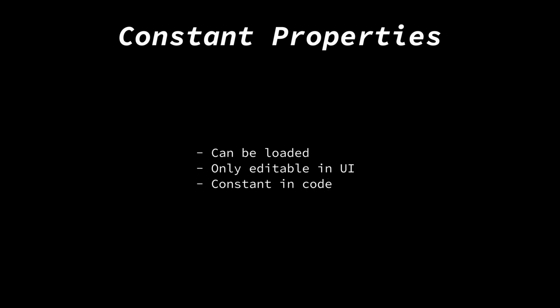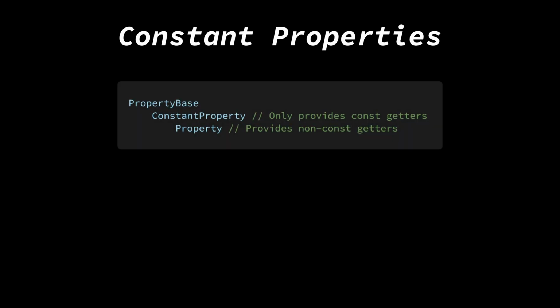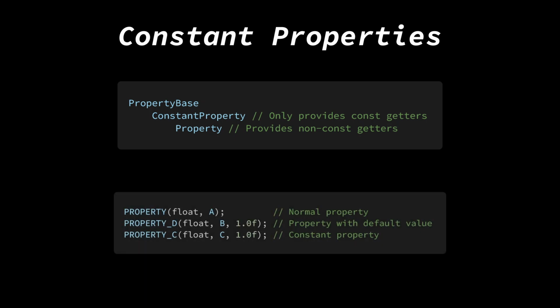Constant properties. There are some properties that should only be editable using the UI or when loaded from file. This means that they should not be editable in the normal code. To enable this behavior, I've added a middle step called constant property to my property class hierarchy, where only constant getters are exposed. These properties are declared like this.